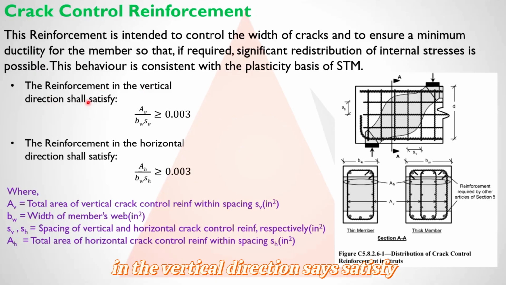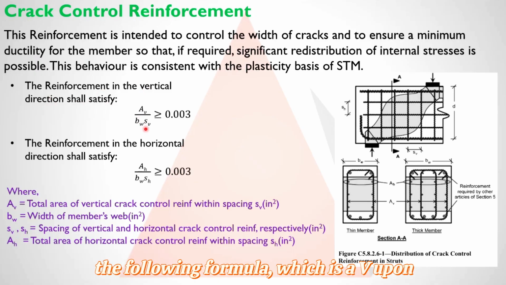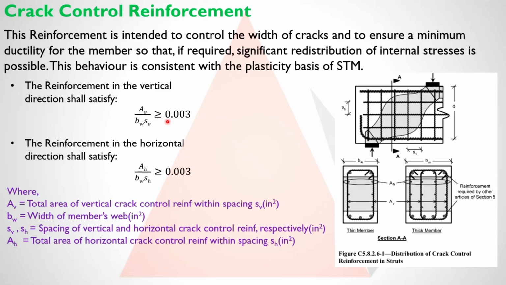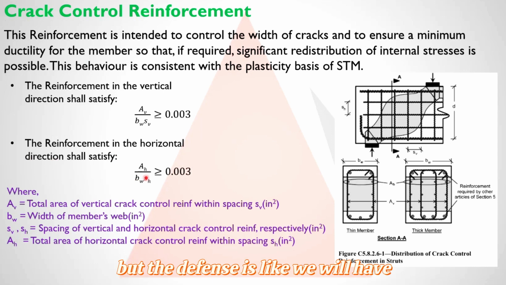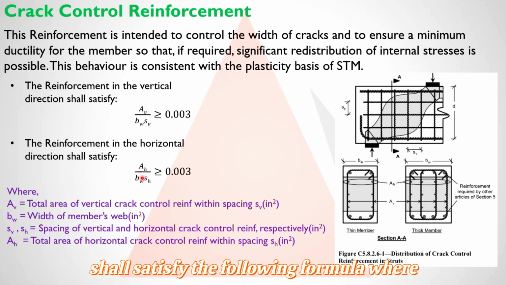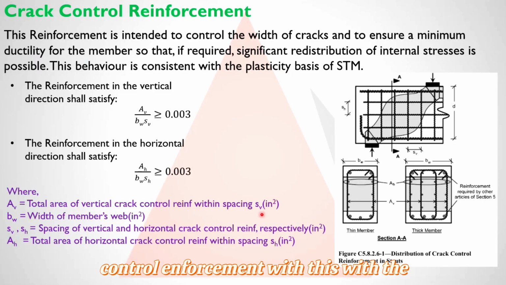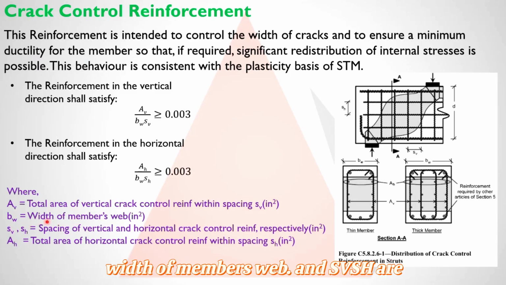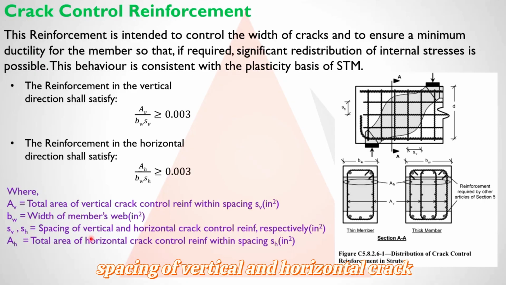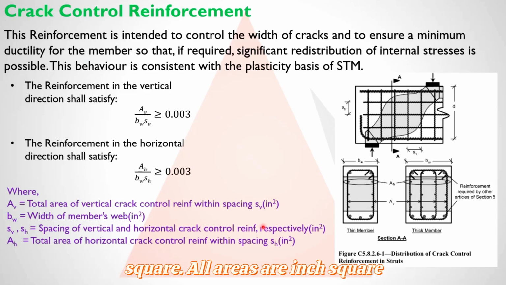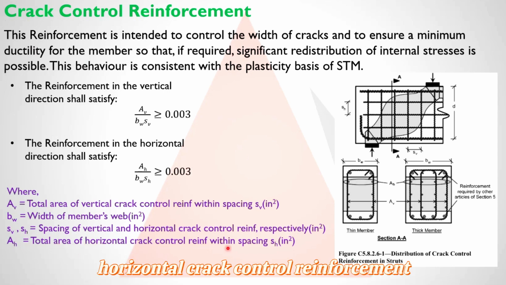The reinforcement in the vertical direction shall satisfy the following formula: Av / (bw × sv) ≥ 0.0003. The same formula applies in the horizontal direction, but with the spacing subscript as h, horizontal. Where Av is the total area of vertical crack control reinforcement with spacing sv, bw is the width of the member's web, and sv and sh are the spacing of vertical and horizontal crack control reinforcement, respectively, in inches. All areas are in square inches, and Ah is the total area of horizontal crack control reinforcement within the spacing.